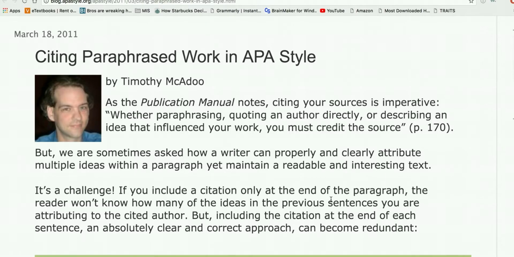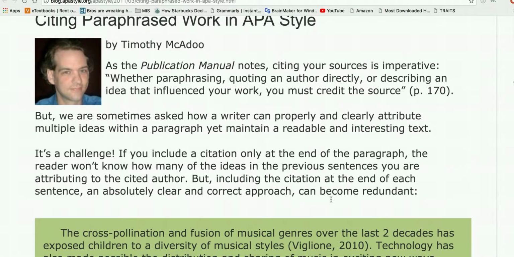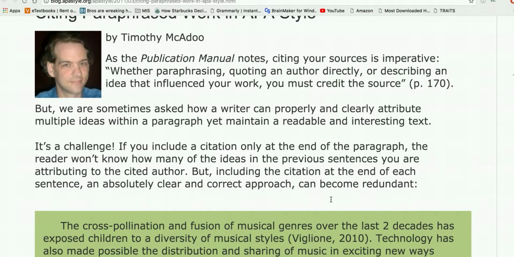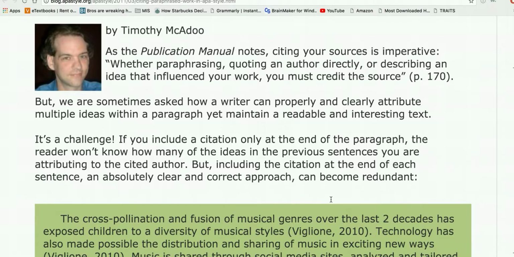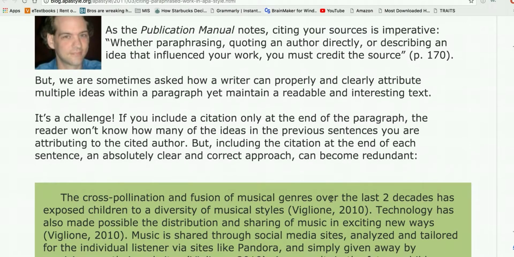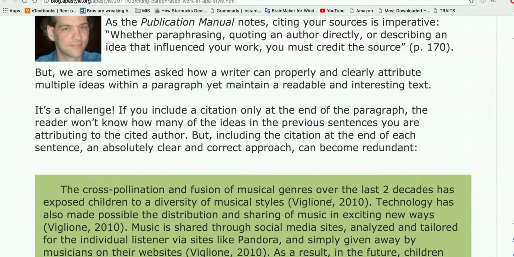and says, as the publication manual notes, citing your sources is imperative, and it quotes the actual publication manual. Whether paraphrasing, quoting an author directly, or describing an idea that influenced your work, you must credit the source. And it gives the page number. But we are sometimes asked how a writer can properly and clearly attribute multiple ideas within a paragraph, yet maintain readability and interesting text. And he says this is a challenge.